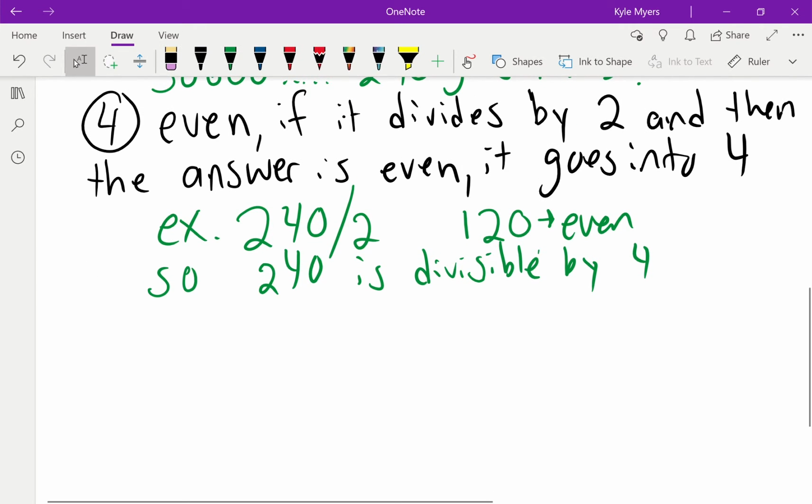Okay, and then the other trick. Right, so here's the other trick. So look at the last 2 digits. That's another trick. And we actually could have done that on the 240. If you look at the last 2 digits are 40. Look at the last 2 digits.